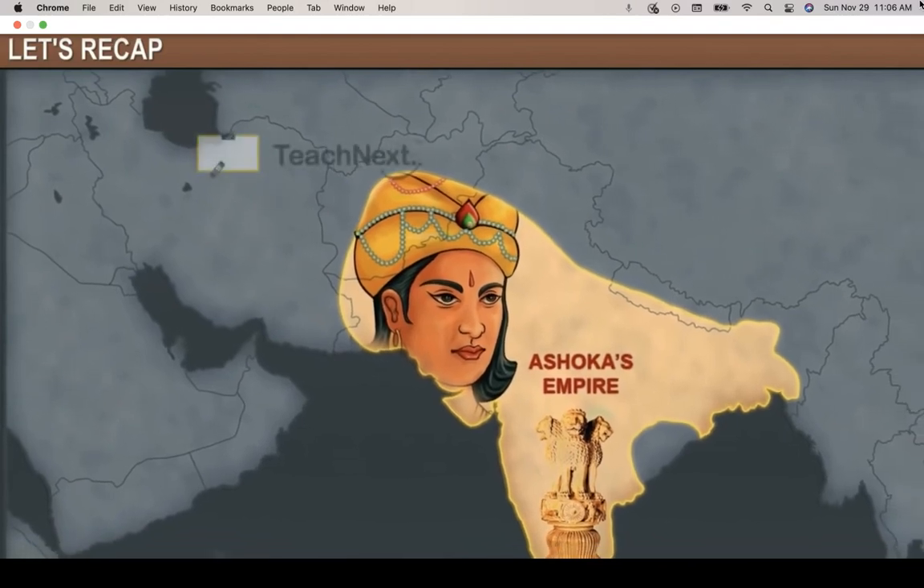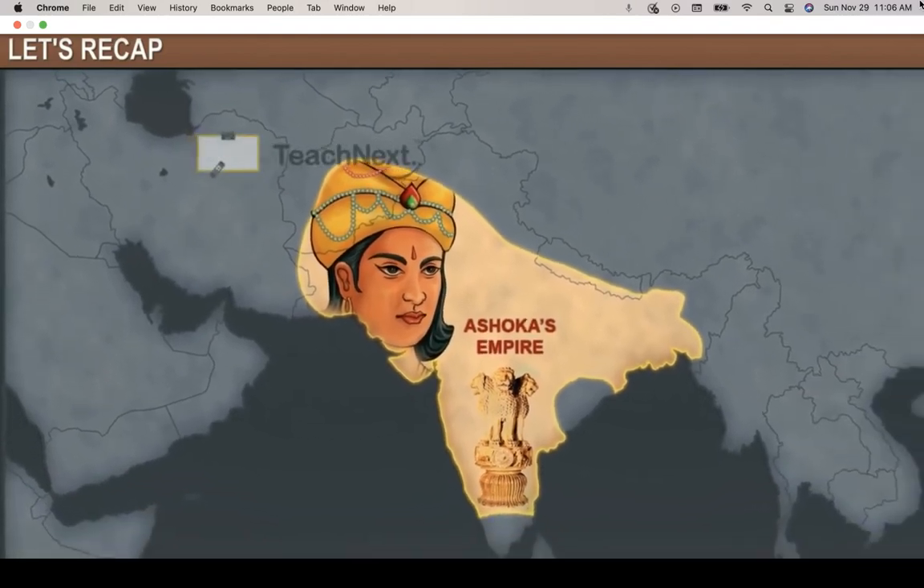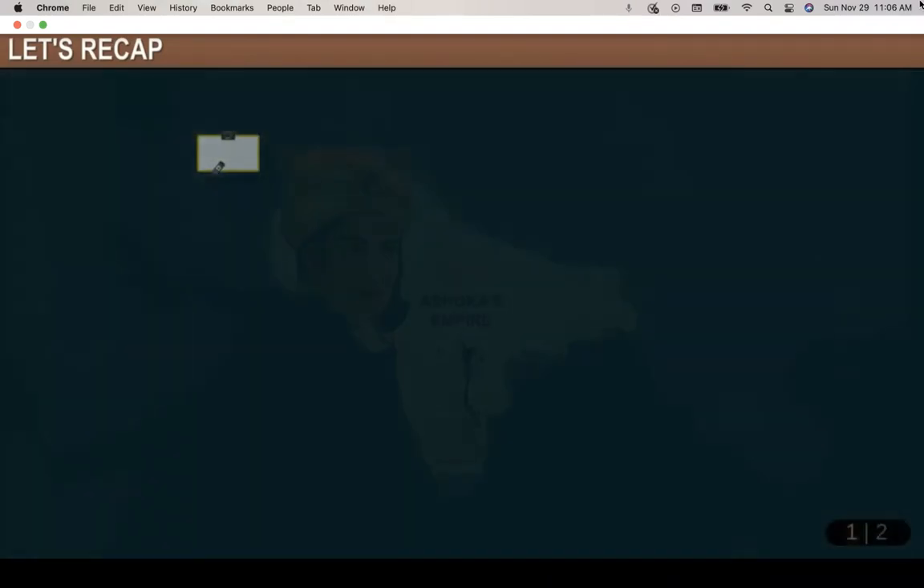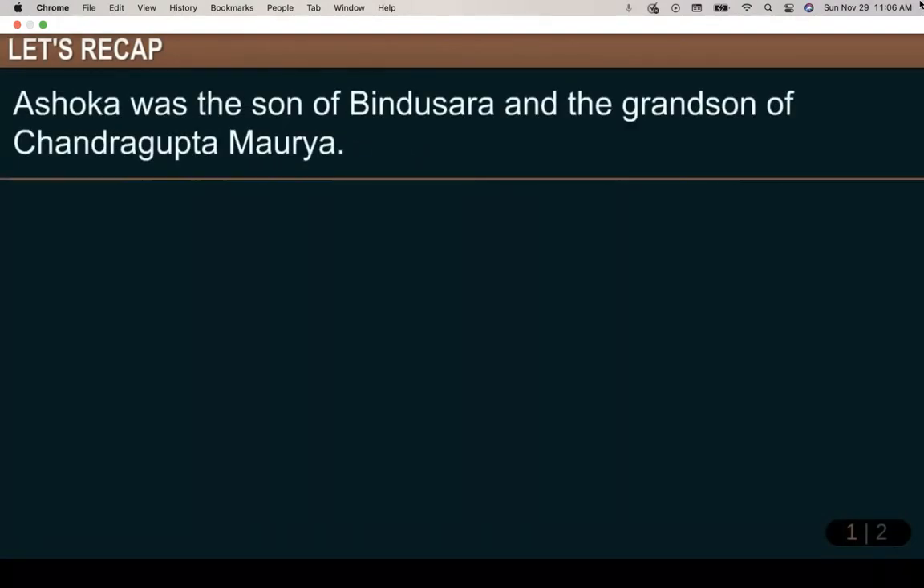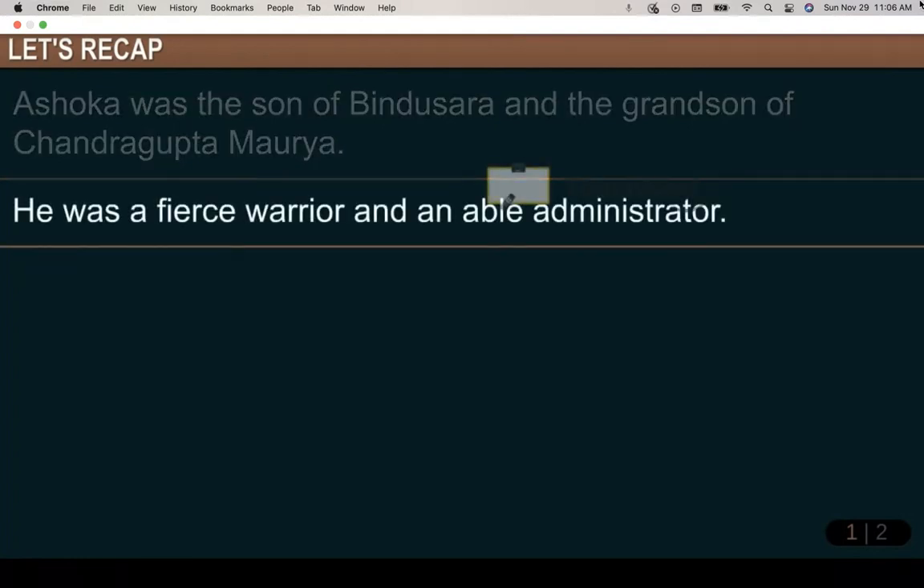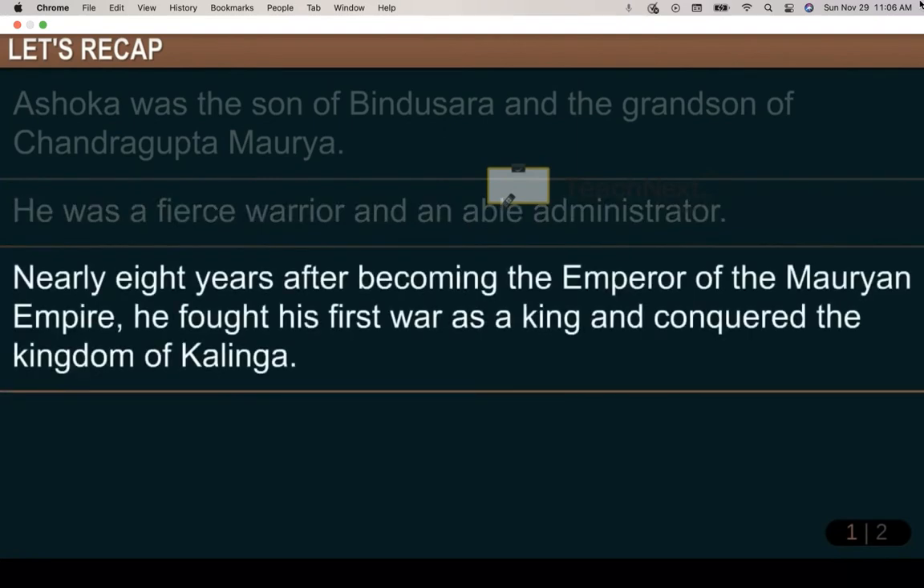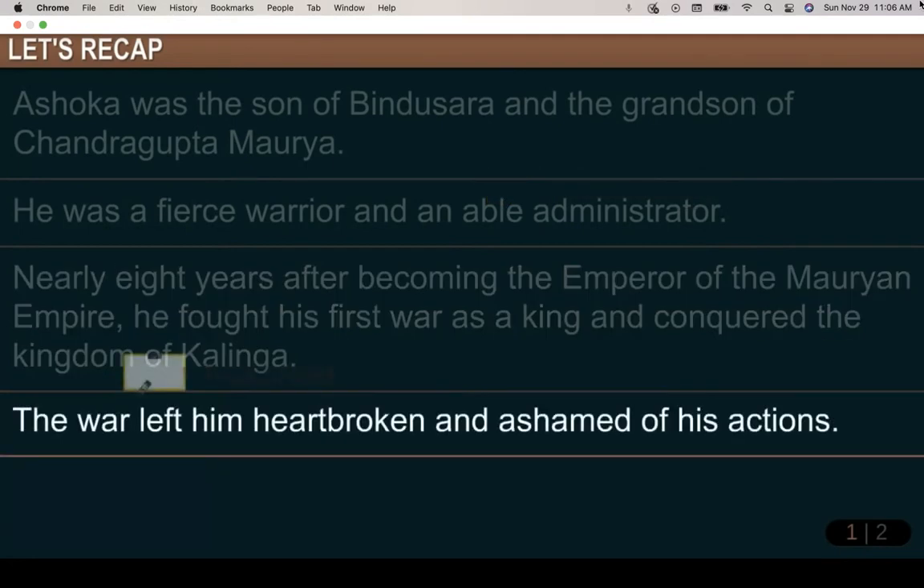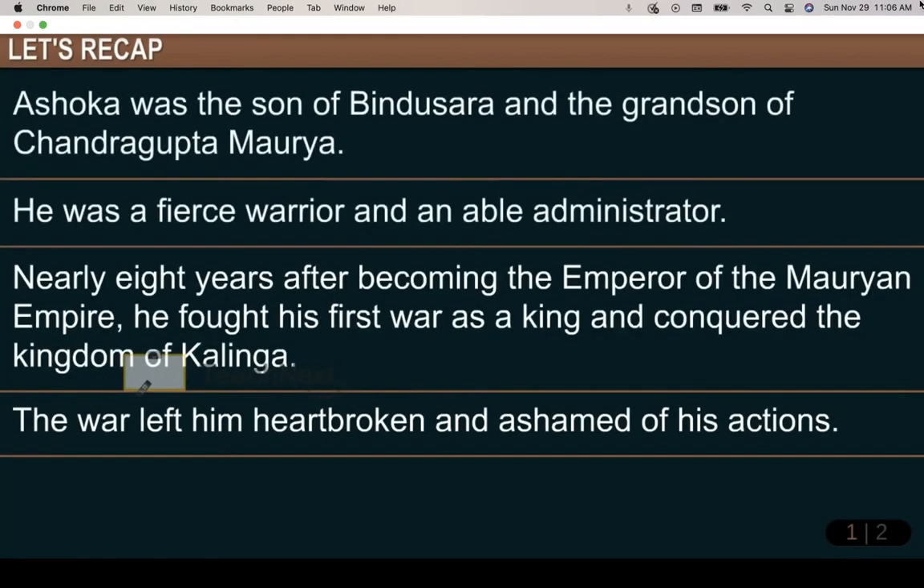You have now reached the end of the module on Ashoka. In this module, you learned that Ashoka was the son of Bindusara and the grandson of Chandragupta Maurya. He was a fierce warrior and an able administrator. Nearly 8 years after becoming the emperor of the Mauryan Empire, he fought his first war as a king and conquered the kingdom of Kalinga. The war left him heartbroken and ashamed of his actions.